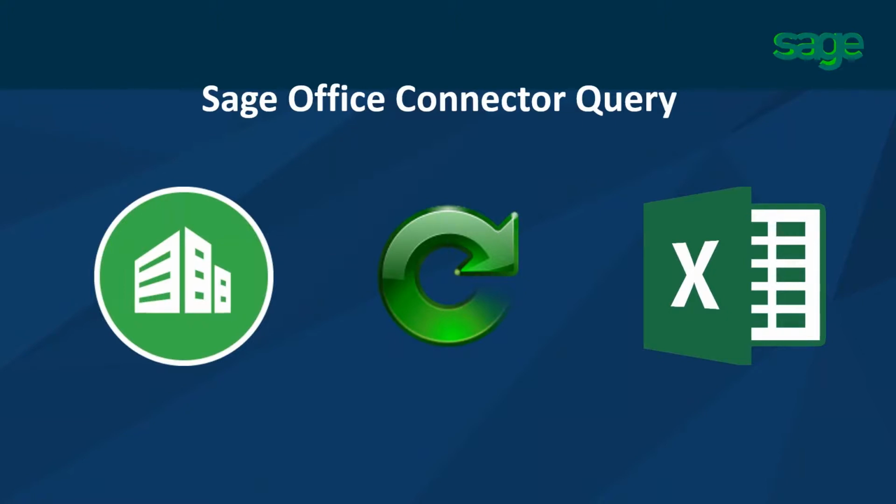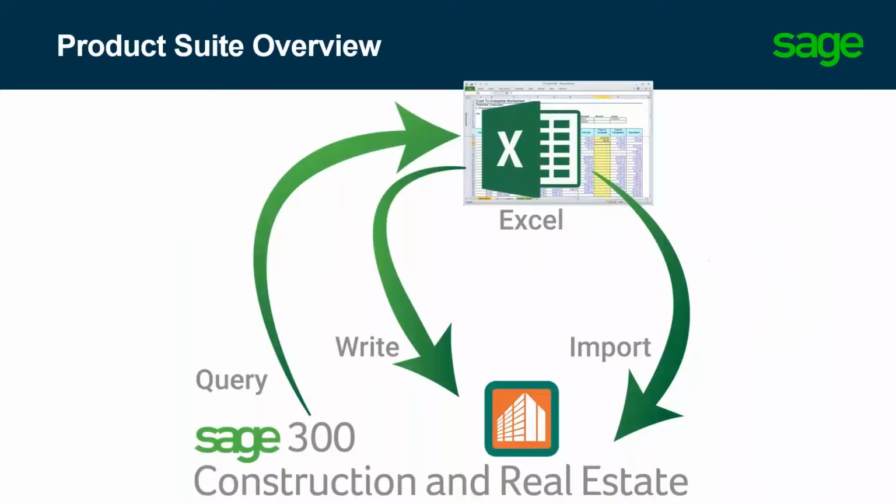Now, this next slide here will show the different pieces of Sage Office Connector. Today, we will be focusing on the query components of Sage Office Connector, and you can see how we can pull information from your Sage 300 Construction and Real Estate system into Microsoft Excel. However, Sage Office Connector can also be used for data entry, and we do have the ability to write and import those values from Microsoft Excel directly into your Sage database. However, we will be focusing on the query aspects today.